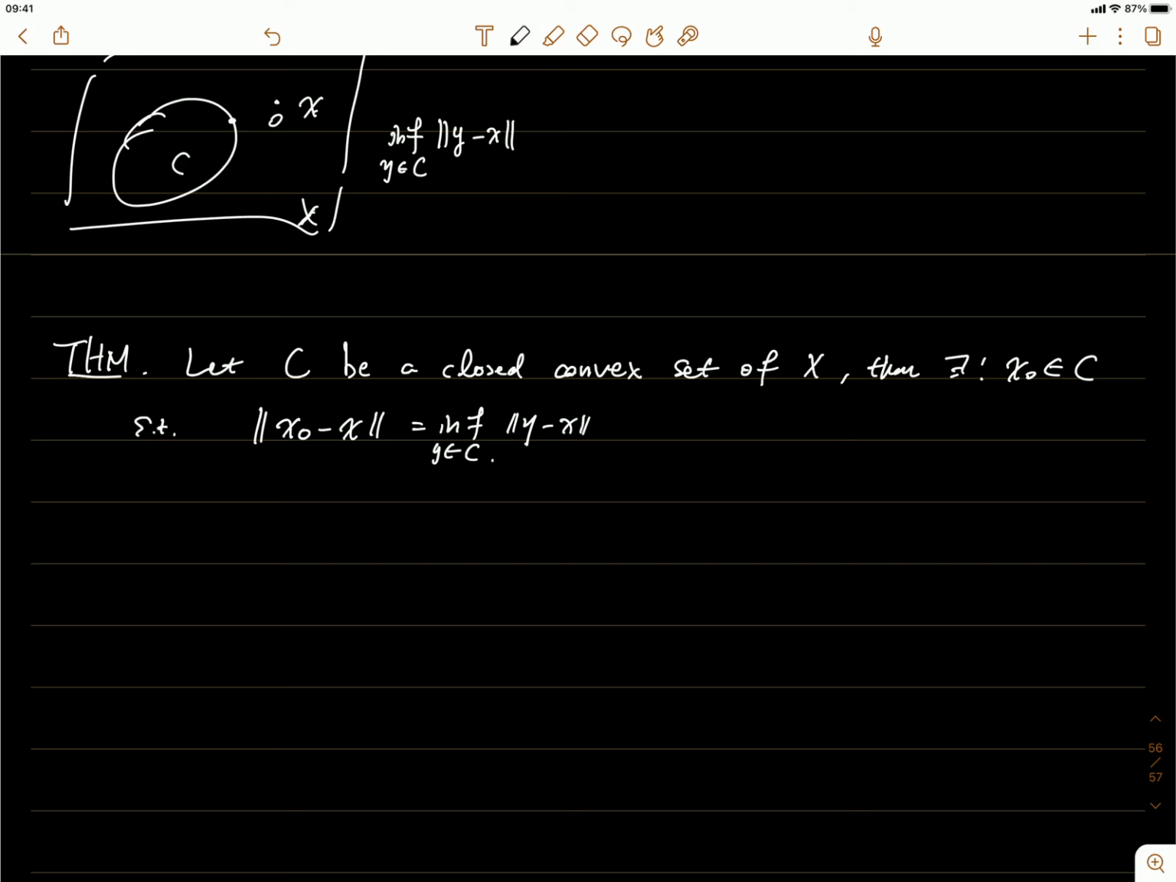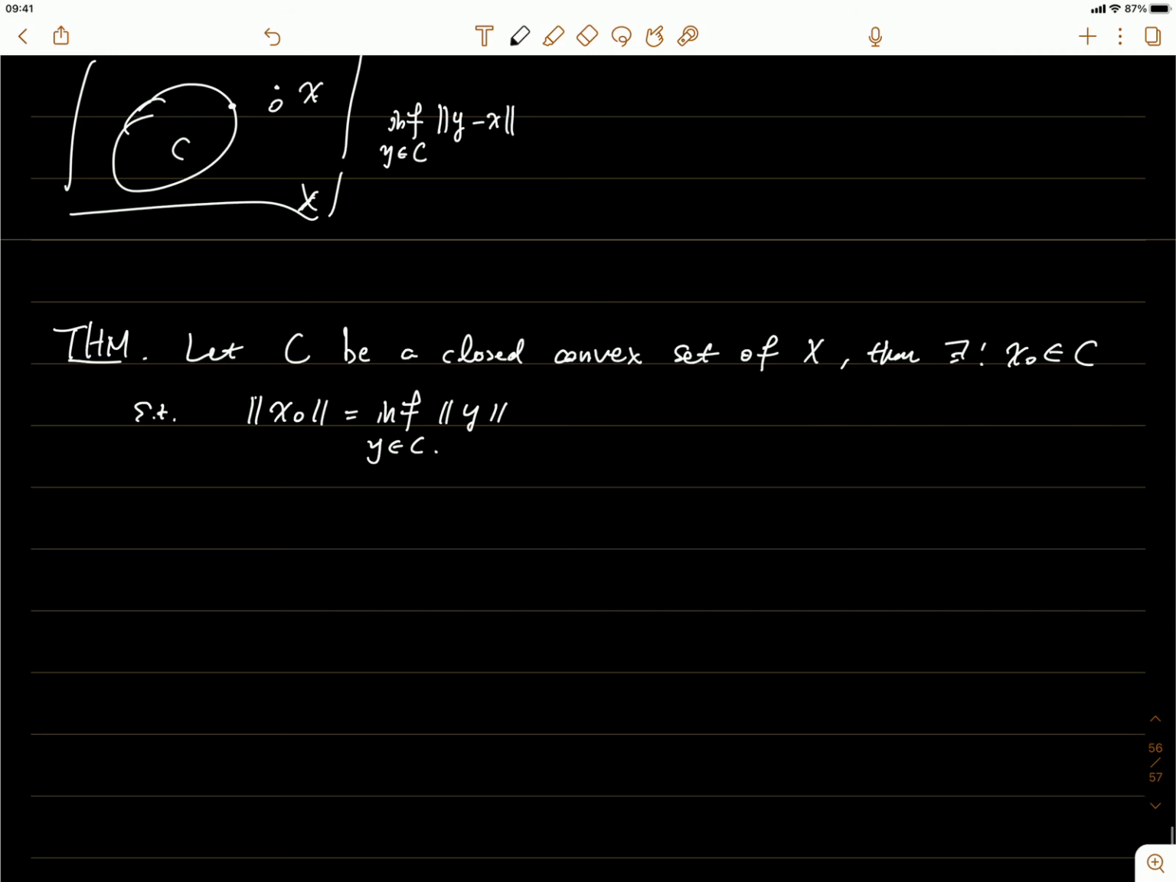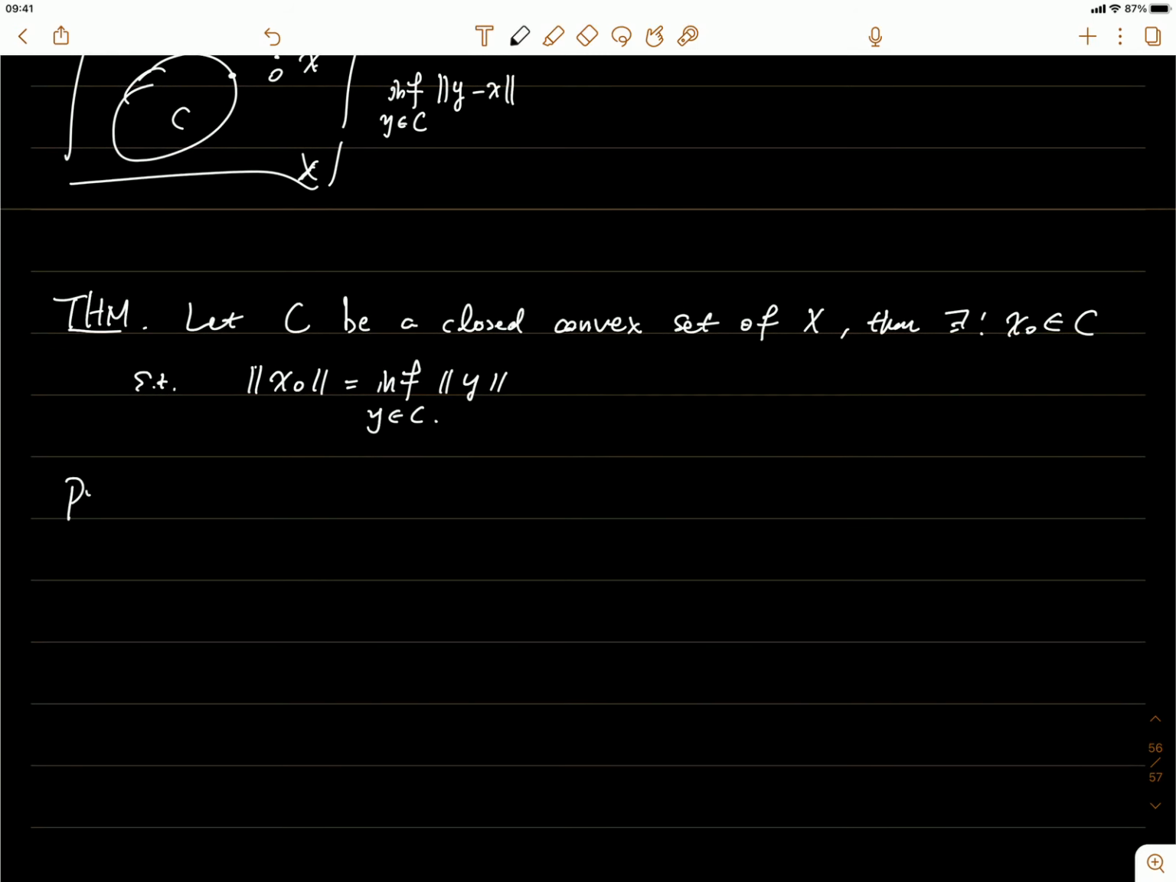So let's just consider a simple case and know that there exists X0 such that its norm is just the infimum of the norm of Y, where Y is from C. Okay. So let's see the proof.